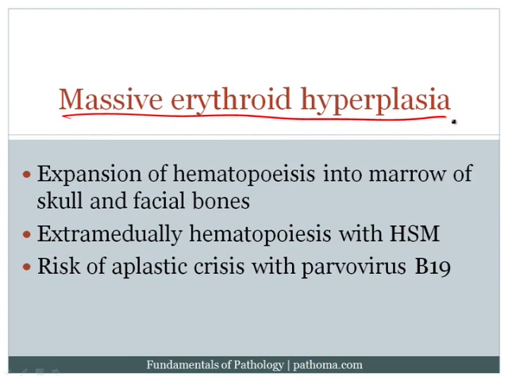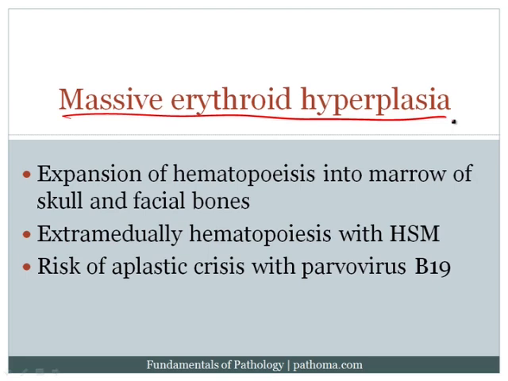Well, before you can understand massive erythroid hyperplasia, you need to remind yourself that usually erythropoiesis and hematopoiesis, in particular erythropoiesis, occur in the central axial skeleton. Now, when a baby's born, erythropoiesis and hematopoiesis will be present throughout most of the skeleton. But as the patient grows, usually the erythropoiesis is limited to the central axial skeleton.